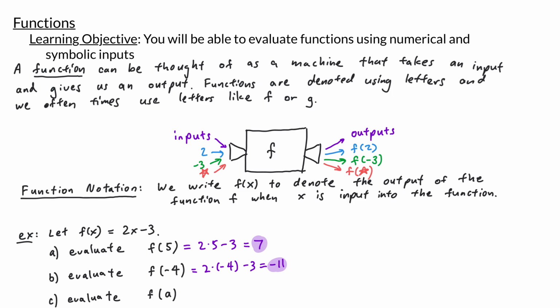But it turns out that everything works the same way. If we input x into our function, the output is 2x minus 3. So doesn't it make sense that if we input a into our function, the output is 2 times a minus 3? Once again, we're just looking at this formula for the output and we're replacing the x with our new input. Now the expression 2 times a minus 3 can't be simplified any further, so that's our answer to this problem. Let's get some more practice with a different function.